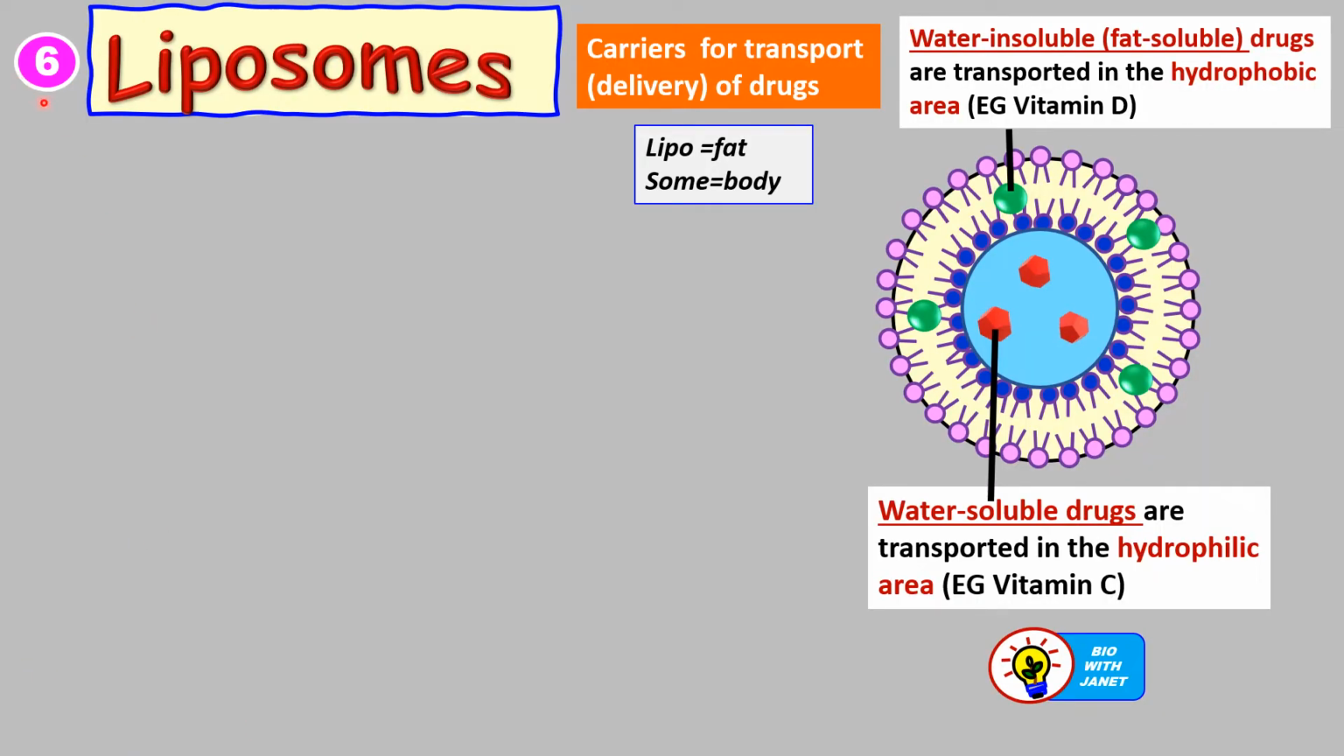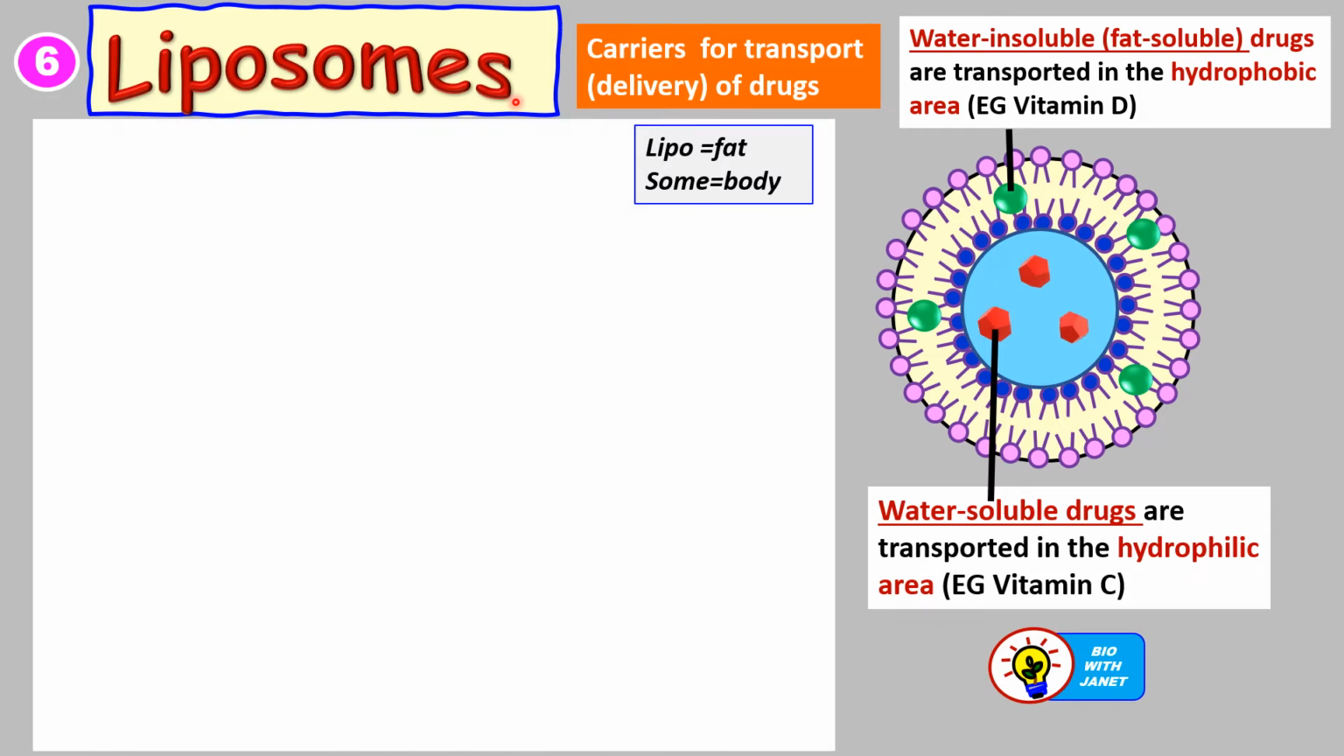Now the next application of the concept of movement of substances across the plasma membrane involves liposomes. So this is a very interesting application and an advancement in technology, okay, for delivering drugs and substances into the body cells, okay, inside the body. Okay, so what are liposomes?